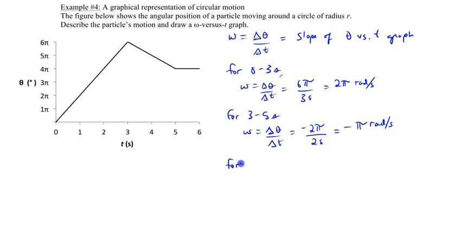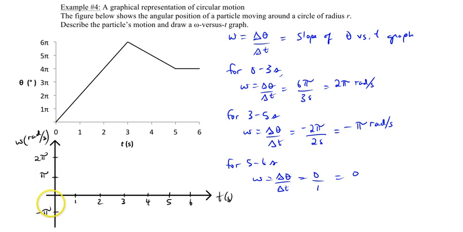And then lastly, for the last second, 5 to 6 seconds, the angle is not changing. It's staying at 4 pi. So it's 0 divided by 1, which is just 0. So there's no angular frequency. So let's go ahead and now draw the graph for this.